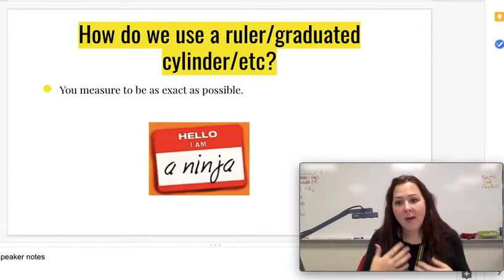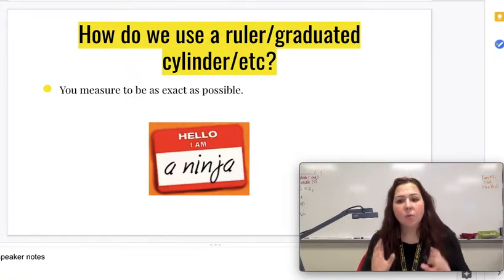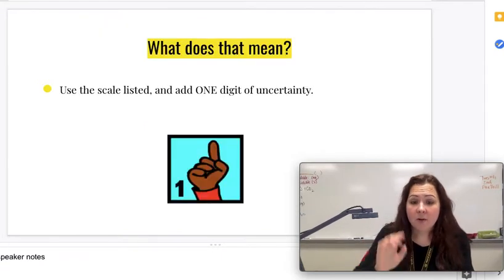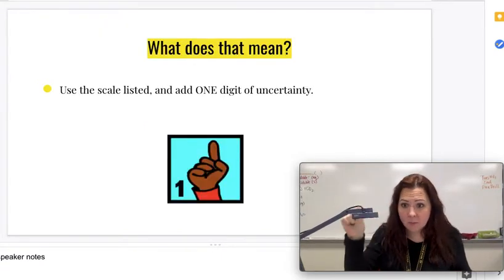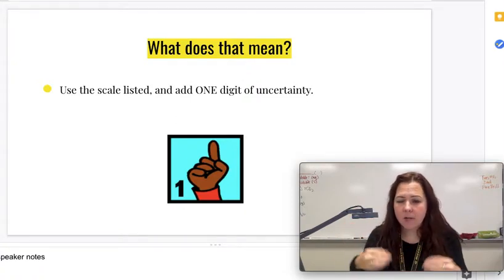However, we have to look at the scale that is given to us, and we have to measure things as exact as possible. So when we're looking at the scale and trying to figure out what is there and how I'm measuring things, I have to figure out how many little tick marks are there and what all those little tick marks mean in order to measure things out. So we're going to measure things out, and we're going to have a unit of uncertainty.